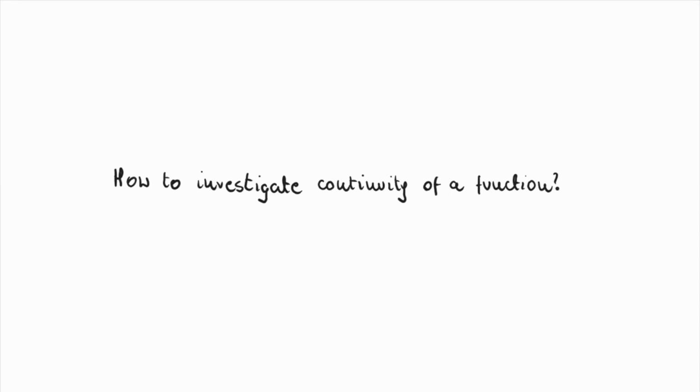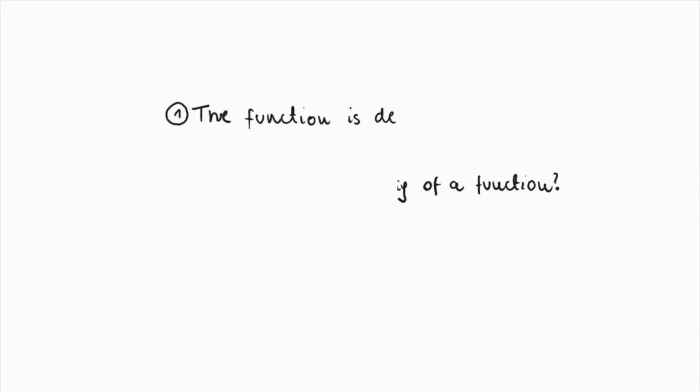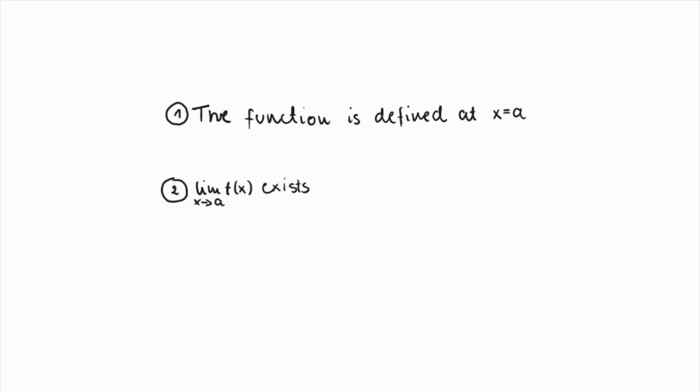A function is continuous at x equals a if it meets three conditions. 1. The function is defined at x equals a, which means that f of a equals a real number. 2. The limit as x approaches a exists, which means that the left-hand limit is equal to the right-hand limit of the function. 3. The limit of the function as x approaches a is equal to the value at x equals a.